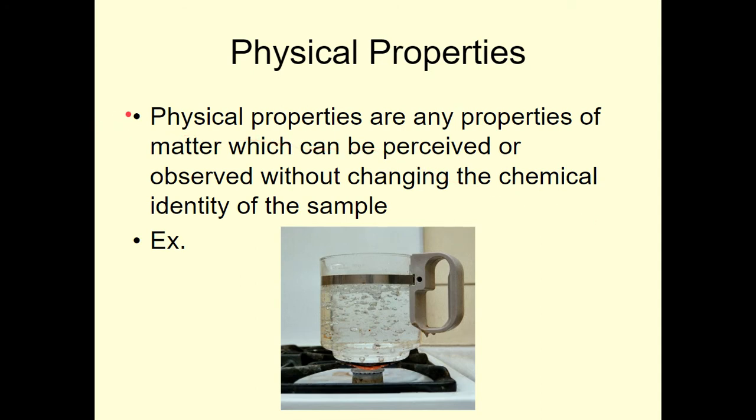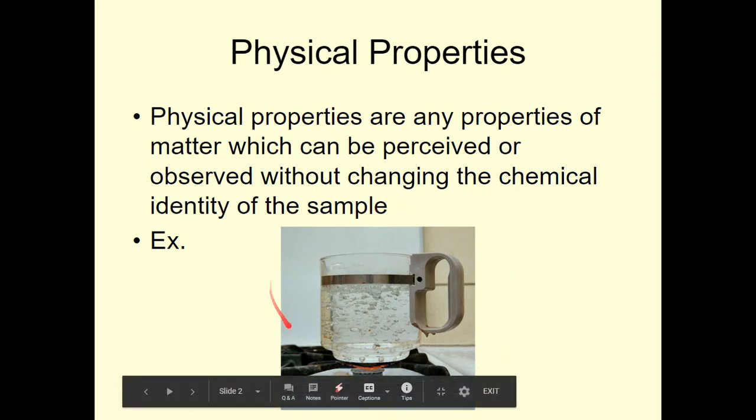Physical properties are any properties of matter which can be perceived or observed without changing the chemical identity of a sample. Okay, so the example I give you here, one property of H2O, or two hydrogens and one oxygen together, water, is that it can be boiled. Okay, and it can change from a liquid to a gas.